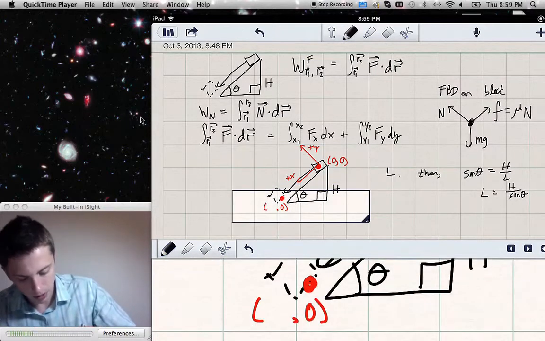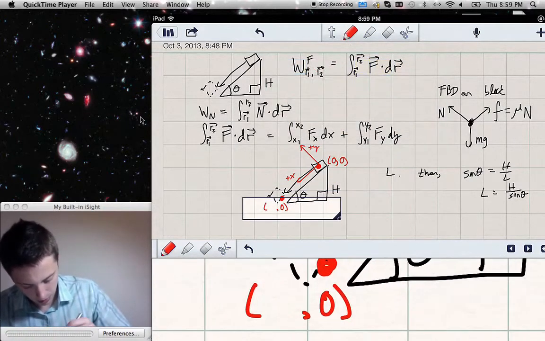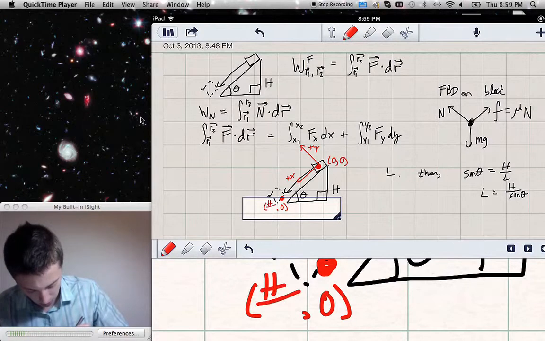So this is going from 0, 0, where the block starts at the top, to h over sine theta.